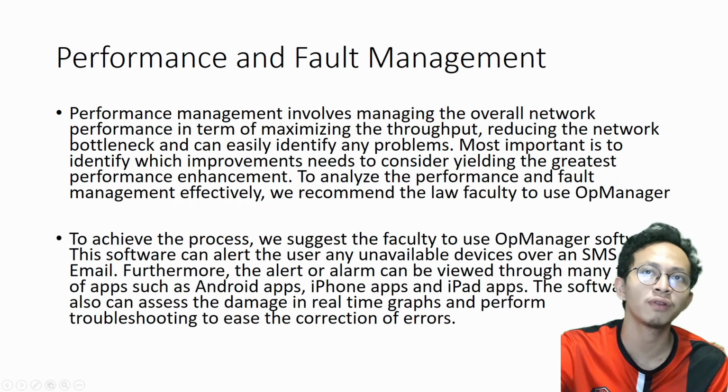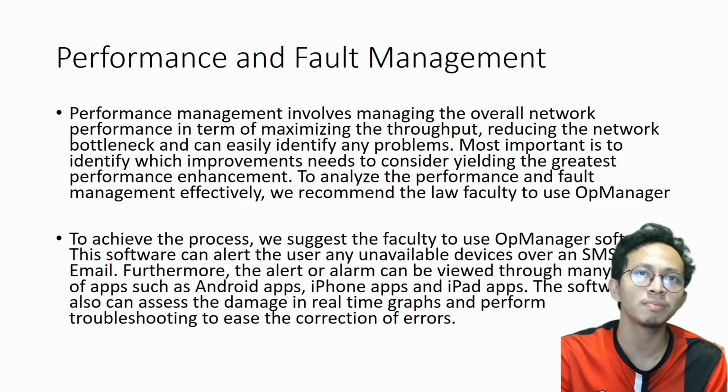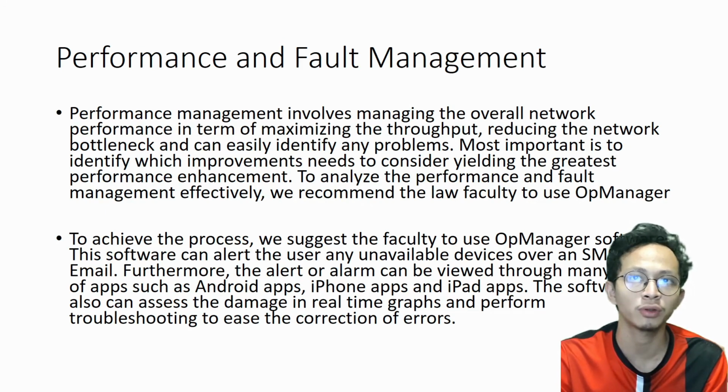For performance and fault management. Performance management involves managing the overall network performance in terms of maximizing the throughput, reducing network bottlenecks, and easily identifying any problems. Most important is to identify which improvement needs to be considered to yield the greatest performance enhancement. To analyze the performance and fault management effectively, we recommend the law faculty use OpManager. To achieve this, we suggest the faculty use OpManager software.